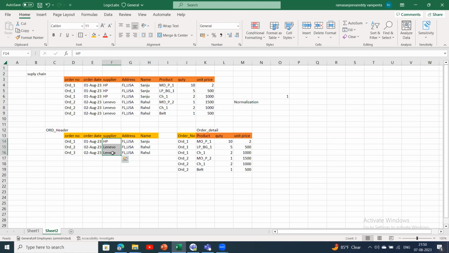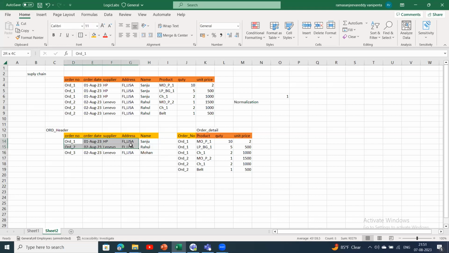So what normalization says, one of the normalization rules, is that wherever you see direct sensitive data, you should not display it directly in any table. It should be in its code, or its ID should be displayed, but not the direct values. By seeing this information, I can say this order belongs to Sanju, this one to Rahul, this one to Mohan. Wherever you have sensitive information, you should not directly display the values. You should maintain keys or IDs of those values. That's one of the normalization norms.